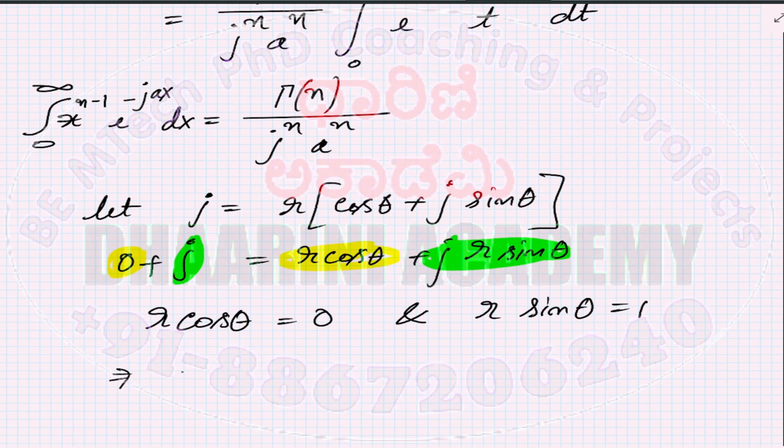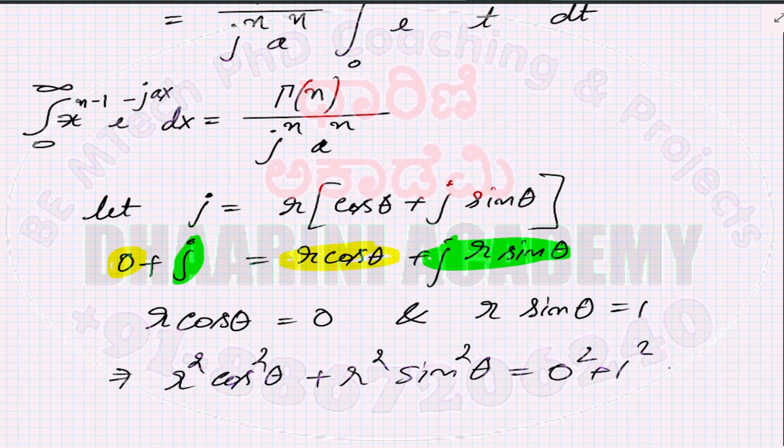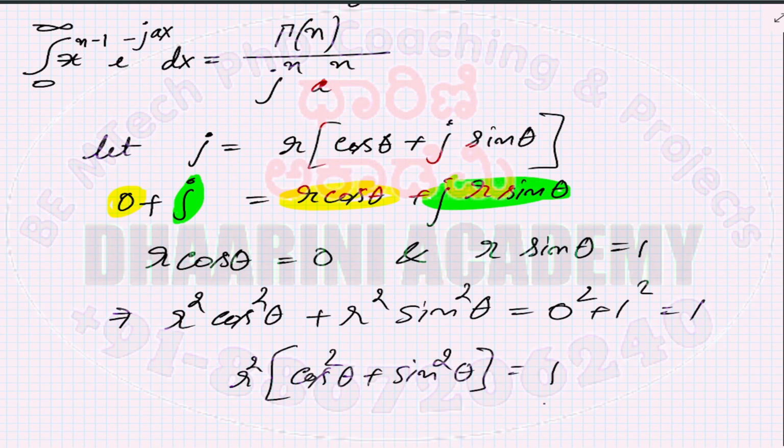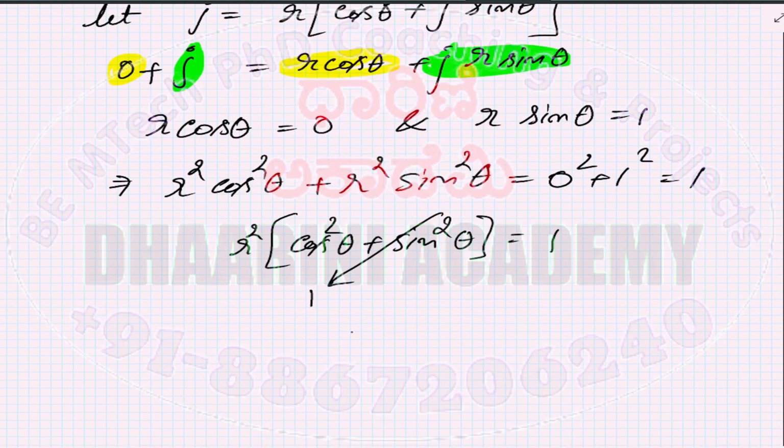So square both sides: r square cos square theta plus r square sin square theta, left hand side equal to right hand side, 0 square plus 1 square, that is equal to 1. If you take r square common, cos square theta plus sin square theta is equal to 1. So I know that this term is 1, so I don't have to take care of this. This implies r square equal to 1, that's my first term. This implies r should be equal to 1. That's a value I'm going to get.